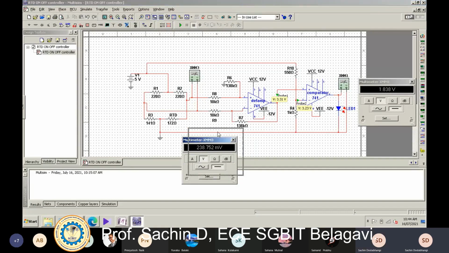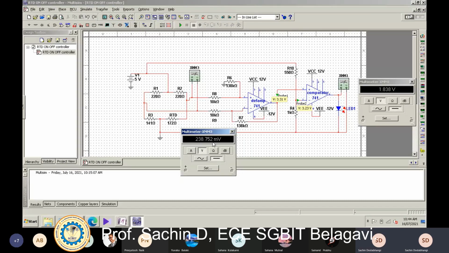Whereas this first multimeter shows the output at the bridge circuit, VA minus VB. You can see VA minus VB is 238.75 millivolt, or 0.238. Got it? The LED is on because I have taken the RTD temperature more than 100 degrees centigrade. Can you see it?